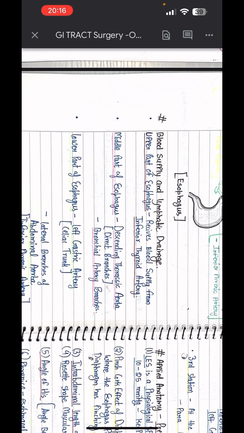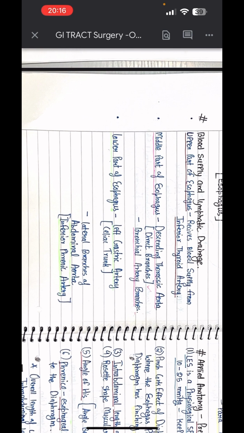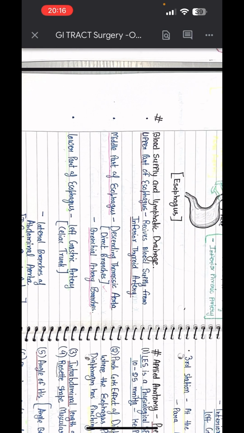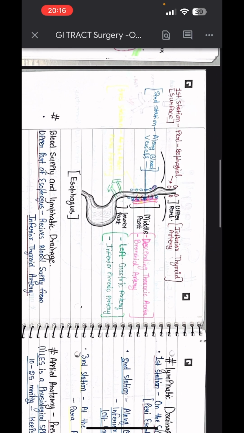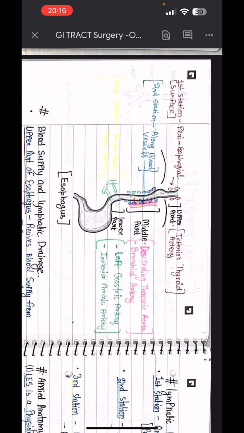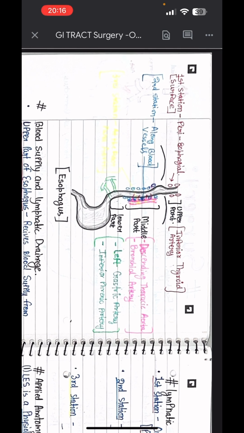And let's see the lower part. So lower part is near to the stomach. How you can remember is gastric artery. It's near to the gastric portion. So celiac trunk, and some portion is also supplied by the lateral branches of the abdominal aorta, inferior phrenic artery. So let's see together the lymphatic supply as well as the blood supply.